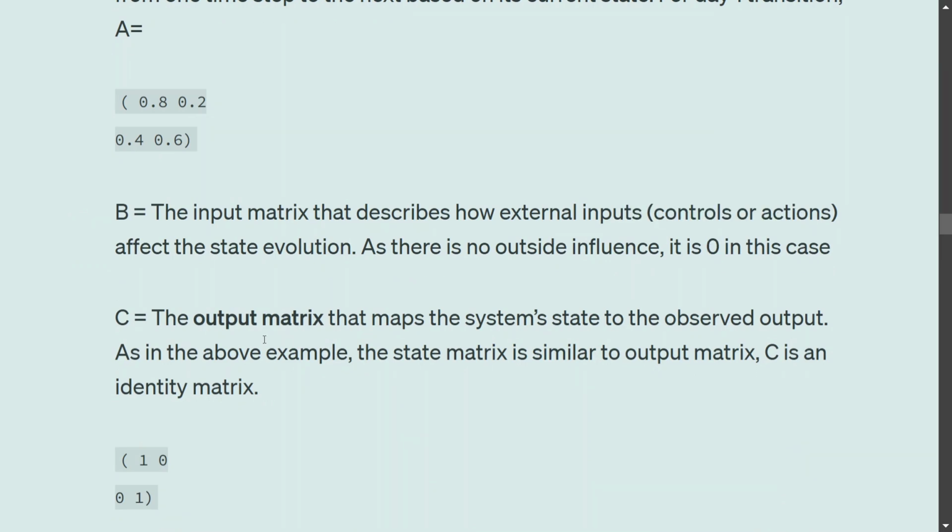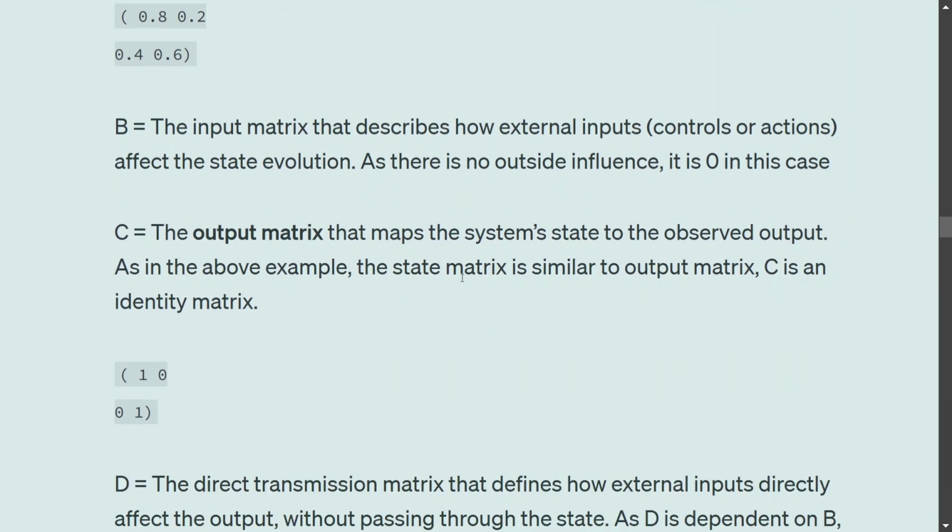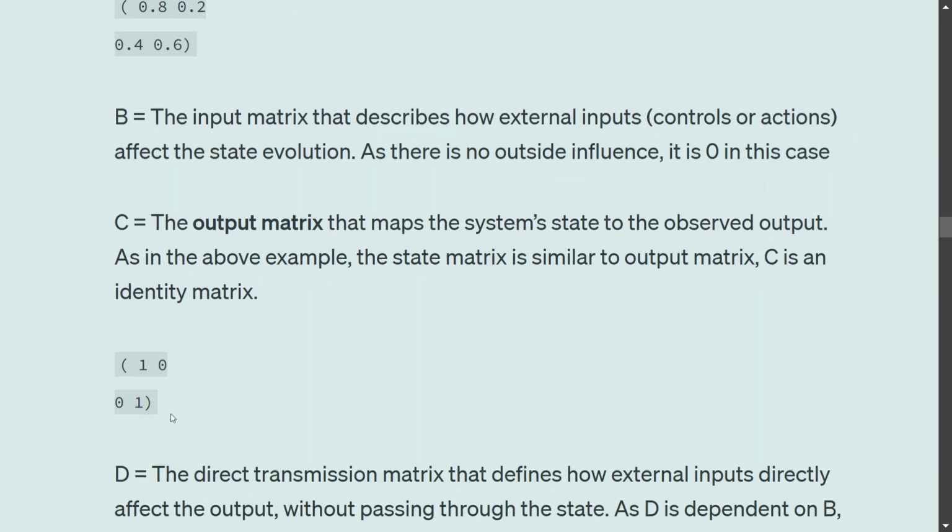C is the output matrix that maps the system state to the observed output. So it helps you convert x(t+1) to y(t). Just try to understand this. The state probabilities for tomorrow are different from the actual output, right? That is why they are represented by x and y. So how do we map tomorrow's probabilities to y? We would be using C. In this case, the state matrix is similar to the output matrix, so C equals an identity matrix, 1 0 0 1.